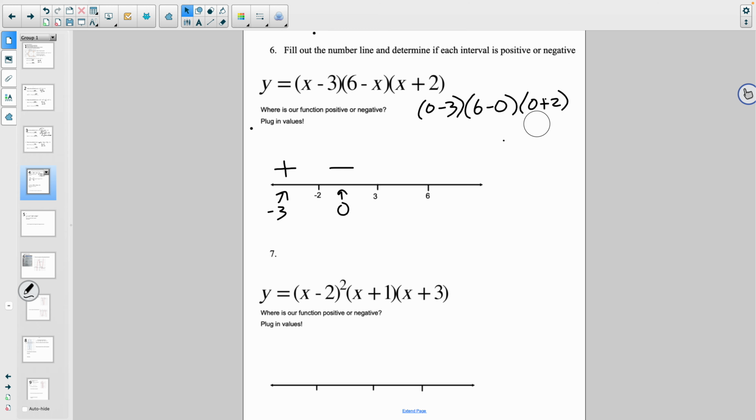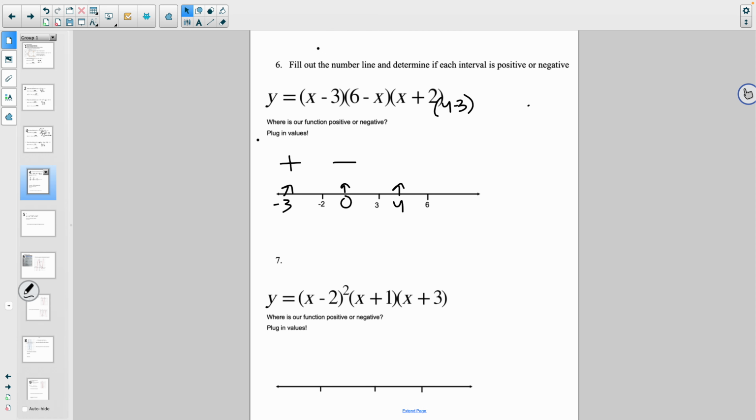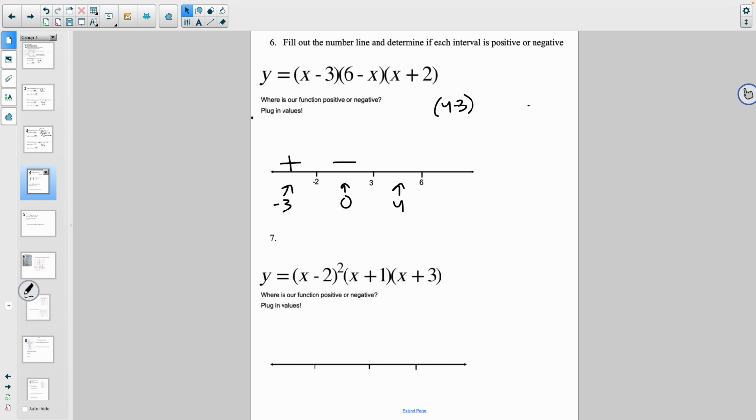Now let's do these last 2 real quick. So I'm going to plug in 4. Let's plug in 4 and see what we get. So we get 4 minus 3, 4 minus 3, 6 minus 4, 4 plus 2.